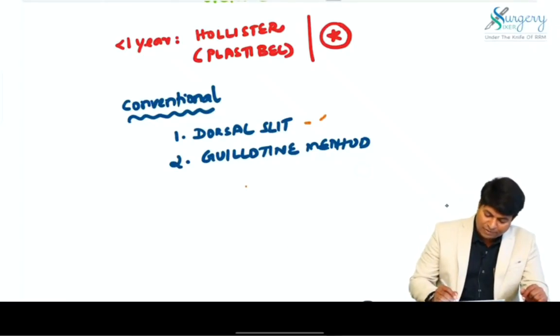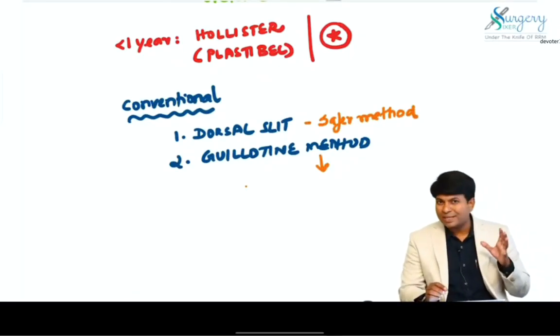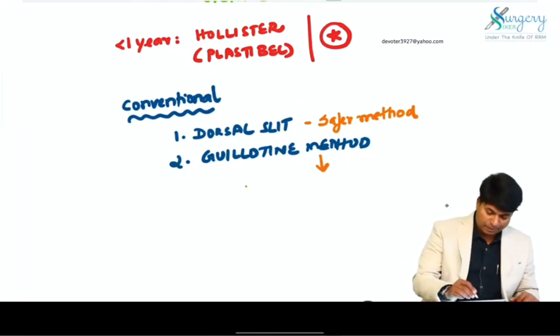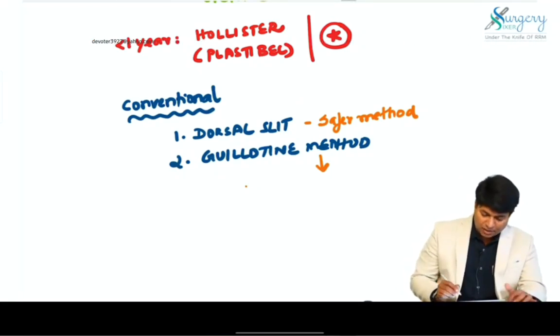Dorsal slit method is a safer method. Guillotine method, be careful, but usually the guillotine method is what is followed by Muslims during infantile circumcision. They usually follow the guillotine method only. Okay, please don't forget that. Guillotine method is usually followed by Muslim people in practice.